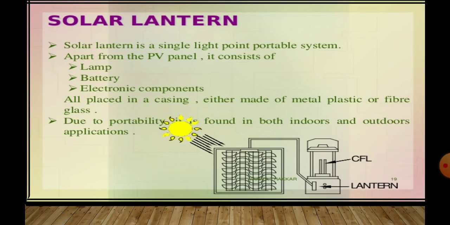Solar lantern. A solar lantern is a single light point portable system. Apart from the PV panel, it consists of a lamp, battery, and electronic components, all placed in a casing made of metal, plastic or fiberglass. Due to its portability, it functions in both indoor and outdoor applications. Here is the diagram of the solar lantern. See how the process is done.